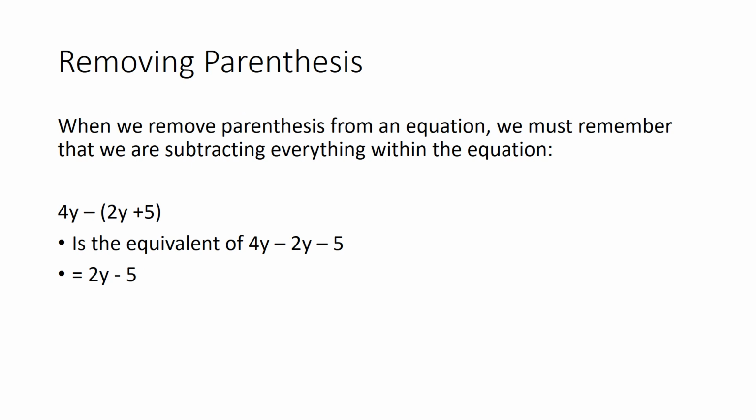Also, I want you to be careful. Removing parentheses. I've got 4y minus the factor 2y plus 5. I'm subtracting everything within those parentheses, not just the 2y, but everything within those parentheses, which is 2y plus 5. So you write this as 4y minus 2y minus 5. That would equal 2y minus 5.